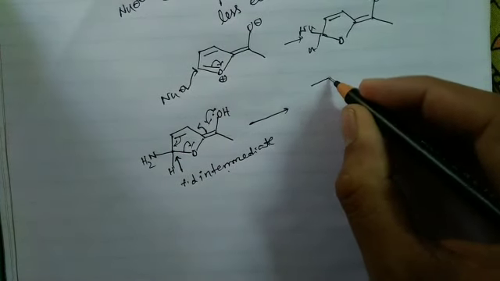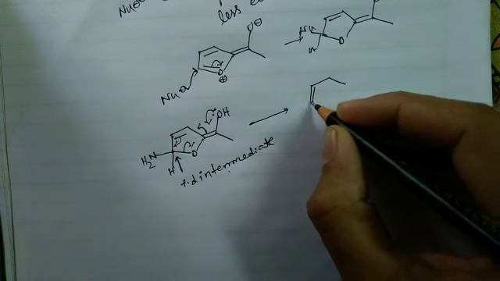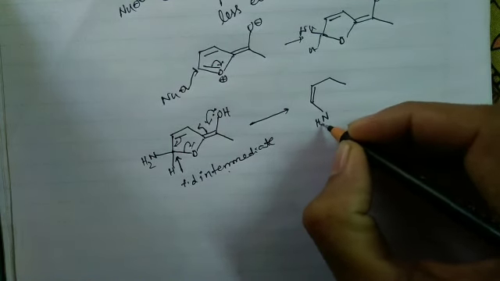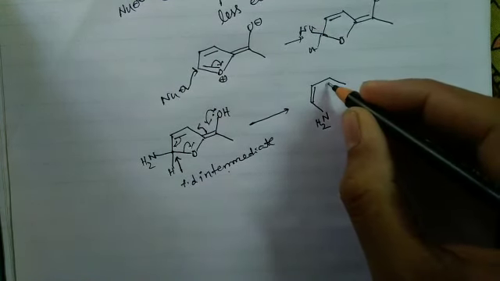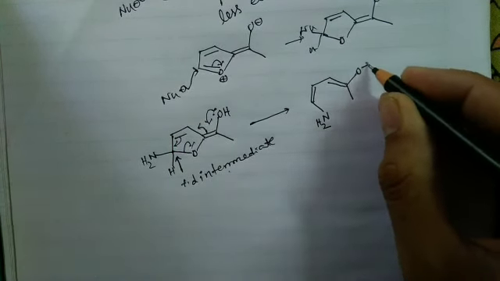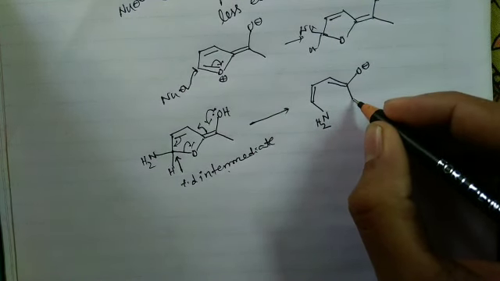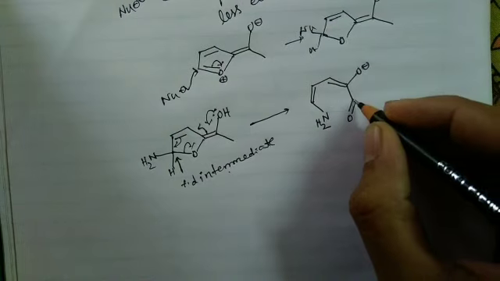So that will give you something like this, NH2, and here you have this O minus, and you can see this new carbonyl group is formed.